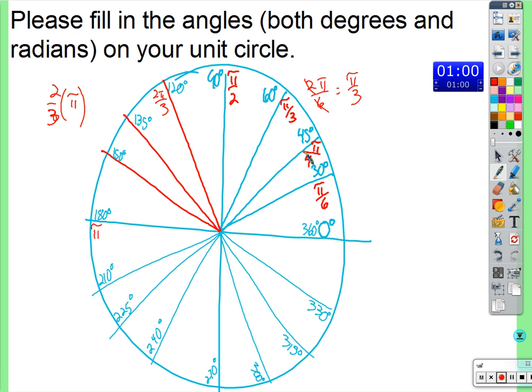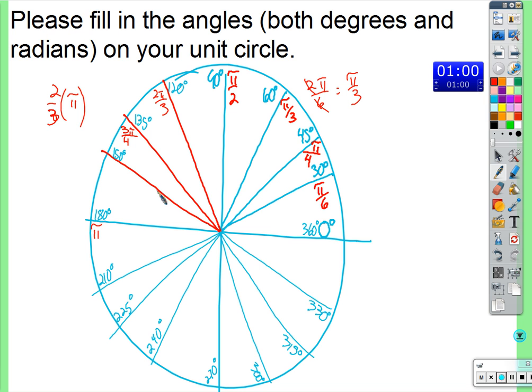This is pi over 4. Where's another pi over 4 getting it? Pi over 4 and another pi over 4. 2 pi over 4. 90, yeah, which simplifies to pi over 2. How about another pi over 4? 135. How many pi over 4's is that? 3. 3 fourths of the way to pi. 3 pi over 4.